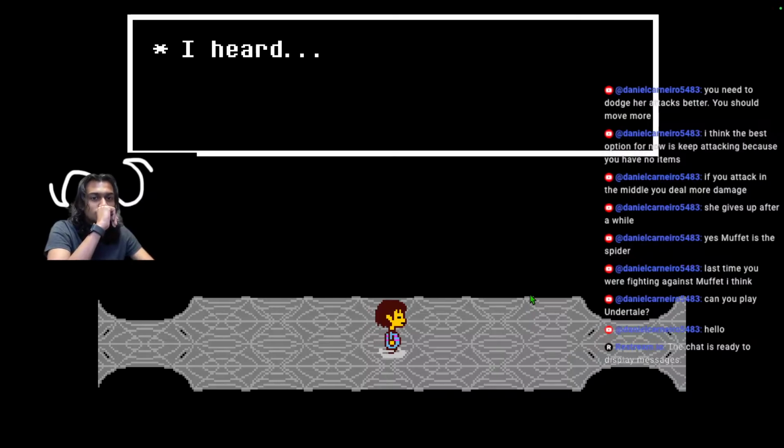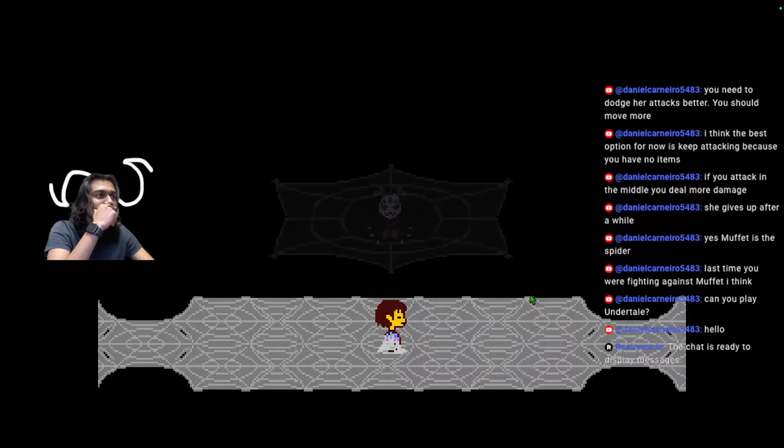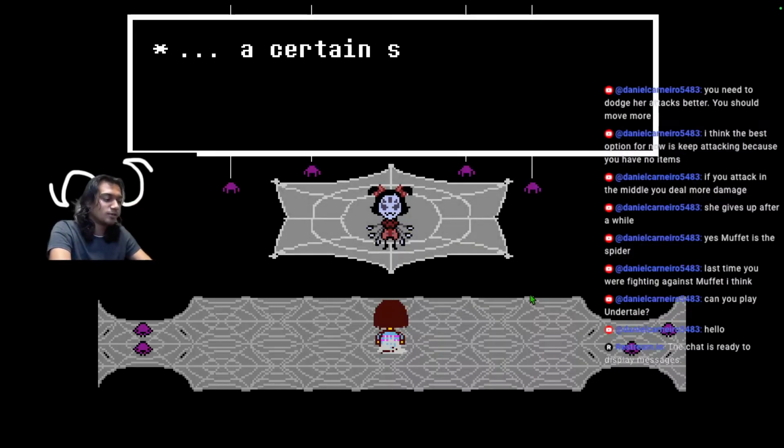You need to dodge her attacks better. You should move more. I know. But it's my keyboard. I don't know. My skills are not that good, I guess.